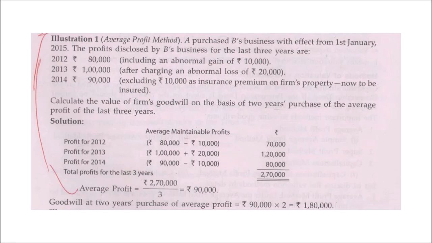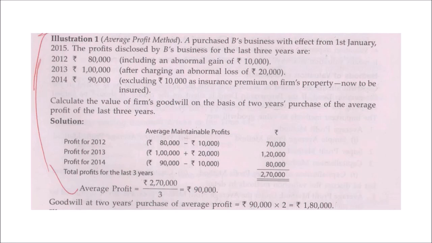Next year 2014, here you can see an amount of insurance premium not yet accounted. So this is an expense. Normally all the expenses are reducing the amount of profits. So 90,000 minus 10,000 is equal to 80,000. Now the profit for the year 2012, 70,000. Profit for year 2013, 1,20,000. And profit for the year 2014, 80,000.